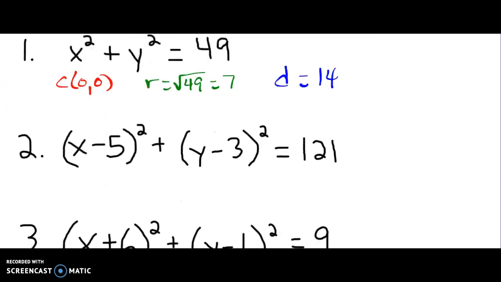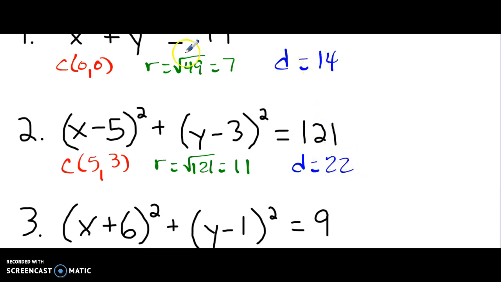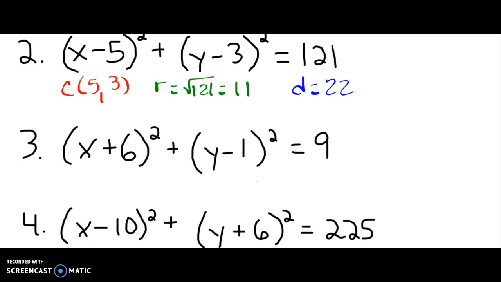For this one, my center is located at, remember we take the opposite, 5, 3. My radius is going to be the square root of 121, or 11, and my diameter is going to be 2 times 11, or 22. For the third one, I'm going to take the opposite, so this is going to be a -6, +1 for my center. Radius is the square root of 9, or 3, and my diameter is 2 times 3, or 6.